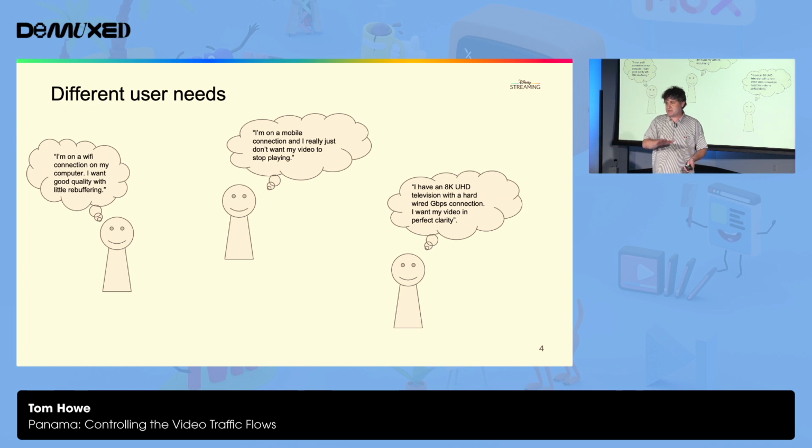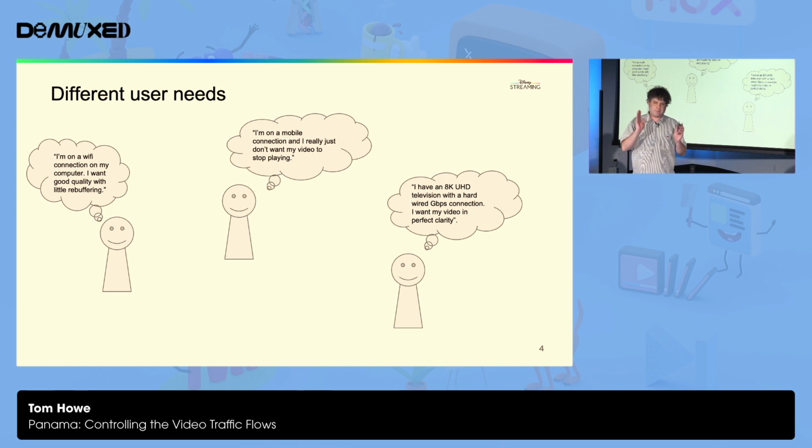We also have potentially a user in Brazil whose entire experience is on mobile. They expect that they're going to get a lower quality bit rate than somebody who's on a hardwired connection on a major device, but they want to make sure that their playback doesn't stop. They don't get any stutter. They don't get any rebuffering.